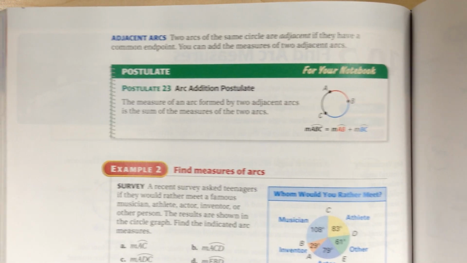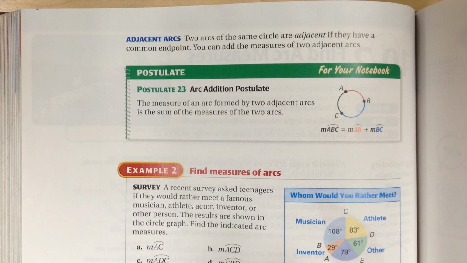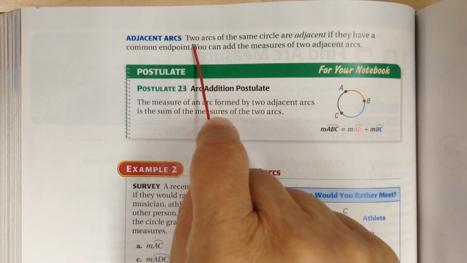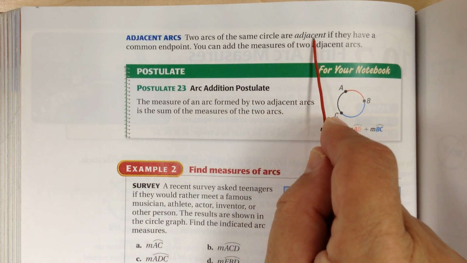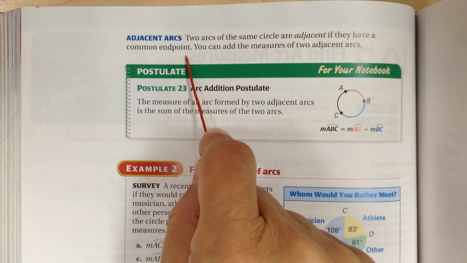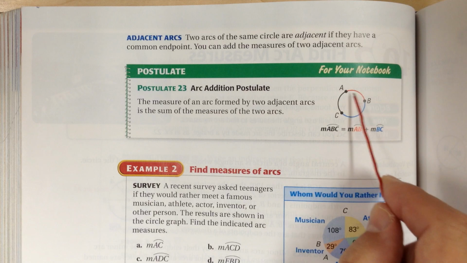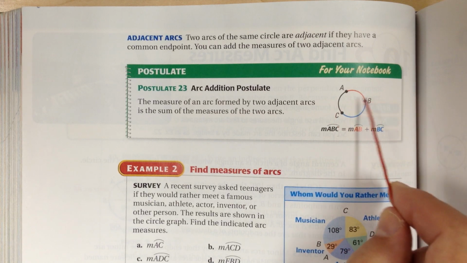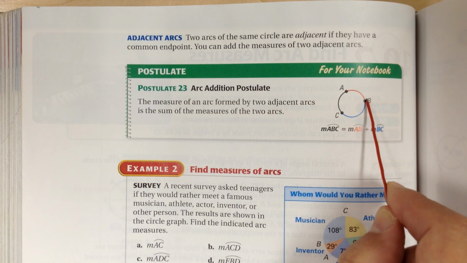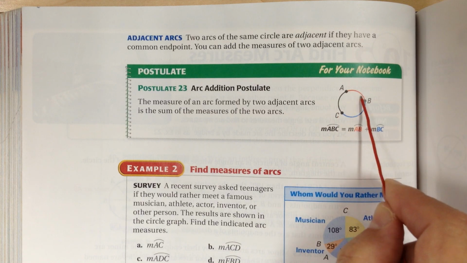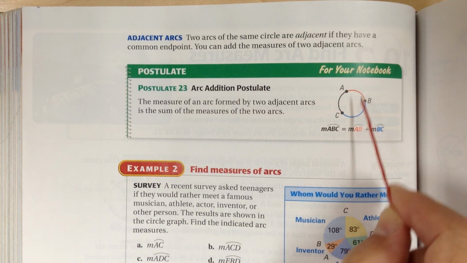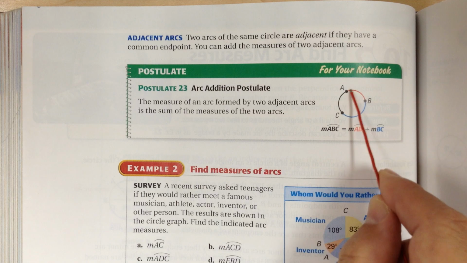Okay, let's go to the next part. On page 660, adjacent arcs. Two arcs of the same circle are adjacent if they have a common endpoint. You can add the measures of 2 adjacent arcs. So, for example, over here, AB and BC are adjacent because they are next to each other. So you can add them together.